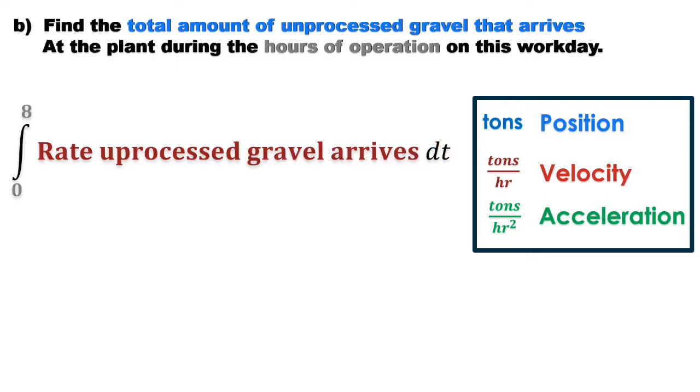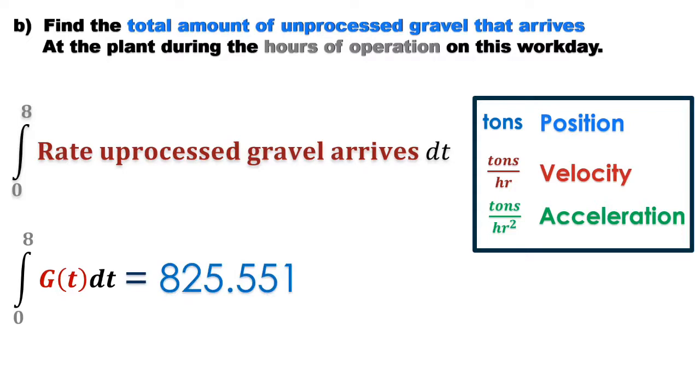The given information in this problem is g of t, which is a velocity function, the rate of unprocessed gravel. To move from a velocity function to a position function, you integrate. So I'm going to integrate g of t over the time 0 to 8, and that's going to give me the amount of tons from time 0 to 8. Grabbing my calculator, making sure I'm in radian mode, we integrate, and I get this out 3 place values. I do not need to label my answer.